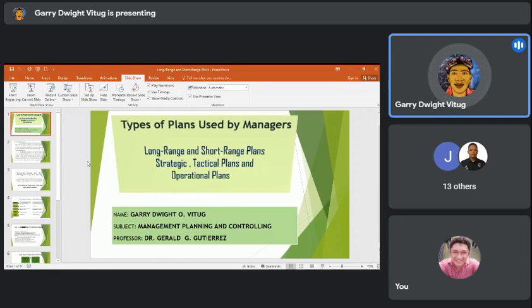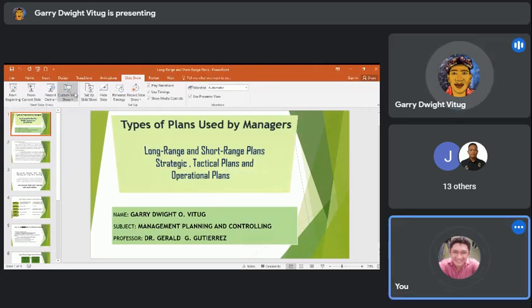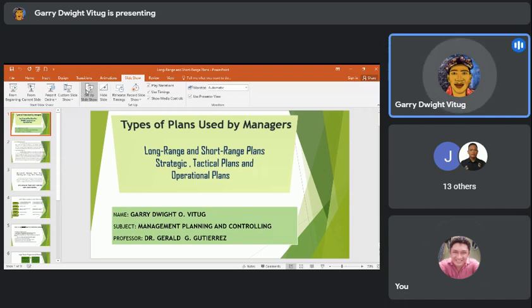Sir Doc Jerry. So my topic for today is about short and long range planning po, strategical, operational, and tactical planning. So ito po mga to ay types of plan na ginagamit po ng mga managers natin. So what is a short range planning po?